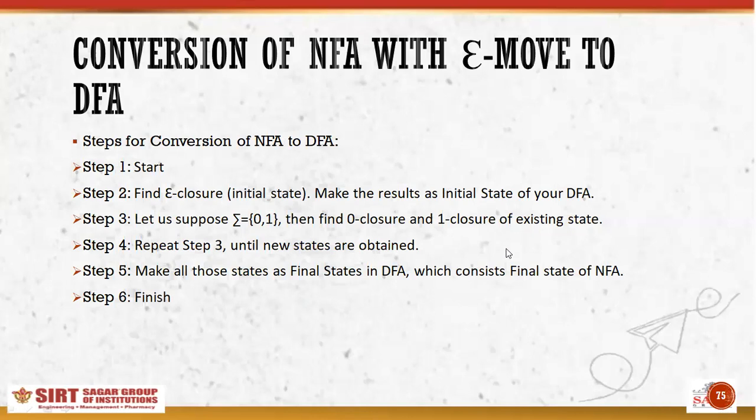for the existing state. And then you have to repeat step number 3 until you stop getting new states. Once no new states are found, you have to decide the final states, and the final states will be the states consisting of the final states of the NFA machine. In that way, you can convert your NFA with epsilon move to a DFA.